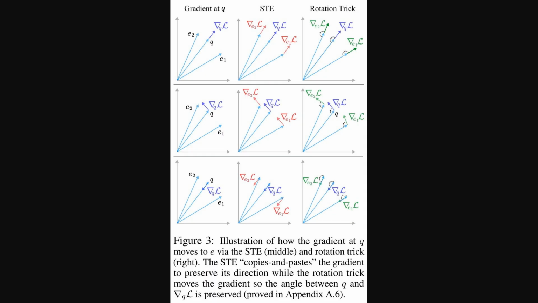Building on that, this figure directly compares the standard STE approach with the rotation trick. Okay, you can see how, for different encoder outputs, E1 and E2 near the codebook vector Q, STE just copies the gradient direction onto them. But the rotation trick, well, it rotates the gradient, so the angle between the vector and its gradient stays the same, as shown by those little arcs. This preserves more information for updating the encoder.